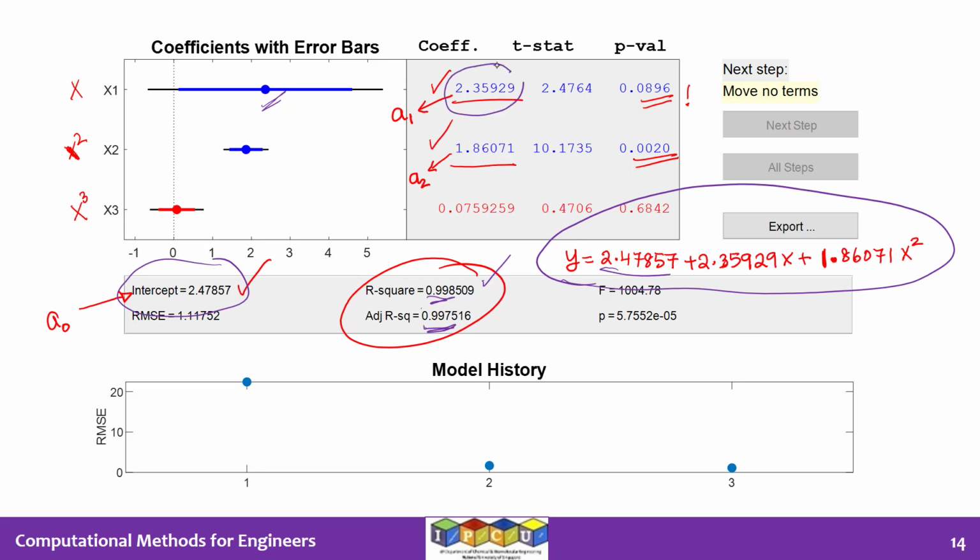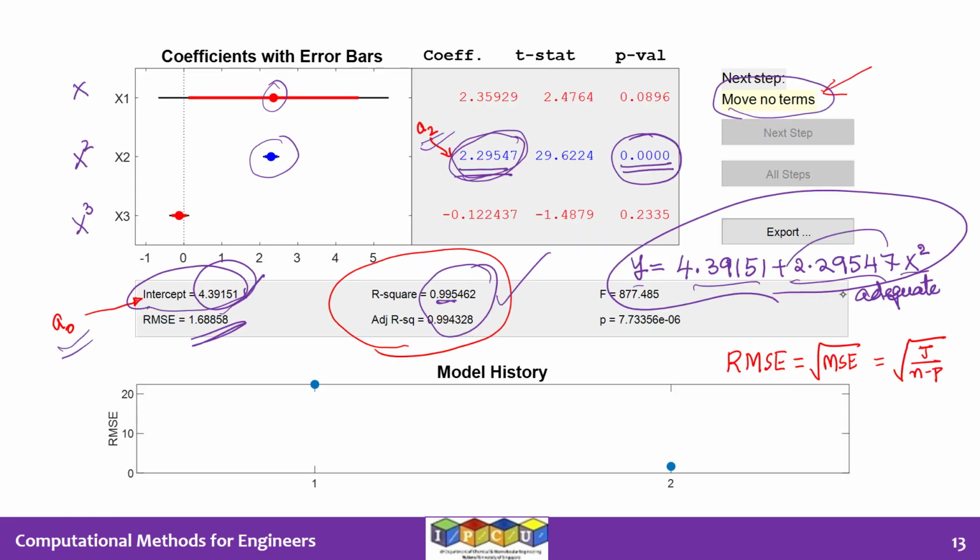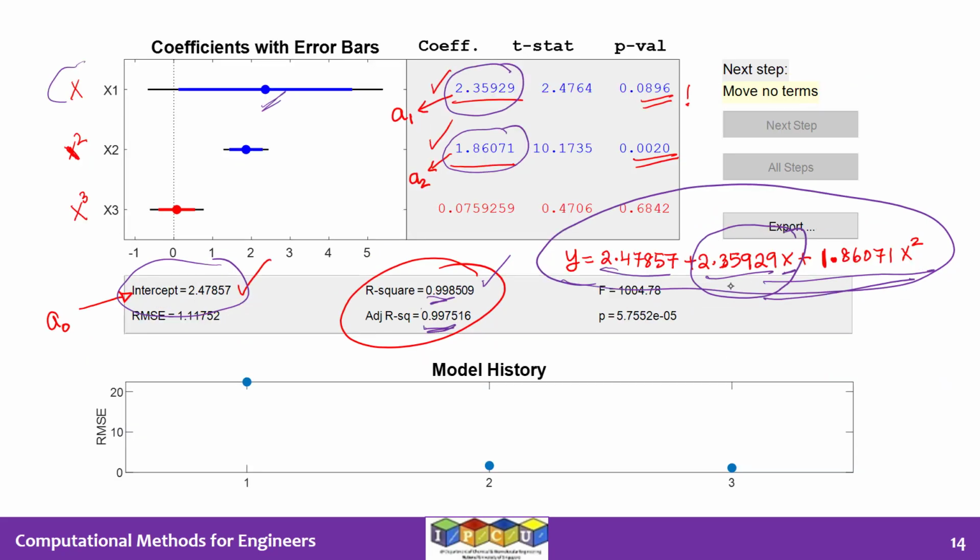A1 is 2.35929 times x1, and x1 is just x, plus 1.86071 x2, which is x squared. So this is the model at this stage. This model is slightly over parameterized because the x1 term, or the x term, was not really important. But if you wanted to have that, then you will get this model, and you can see there is a difference in the coefficient of x squared because of the inclusion of this linear term in the model. The coefficient of x squared changes.